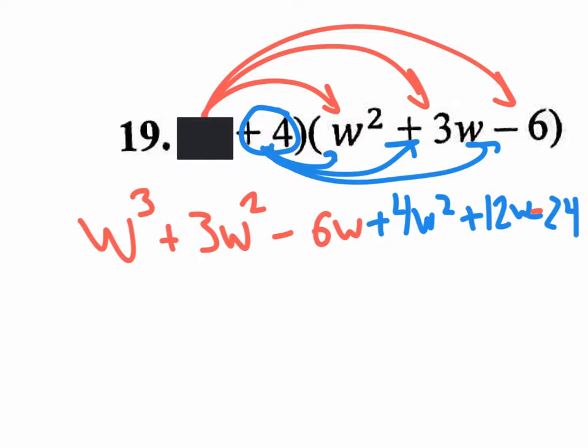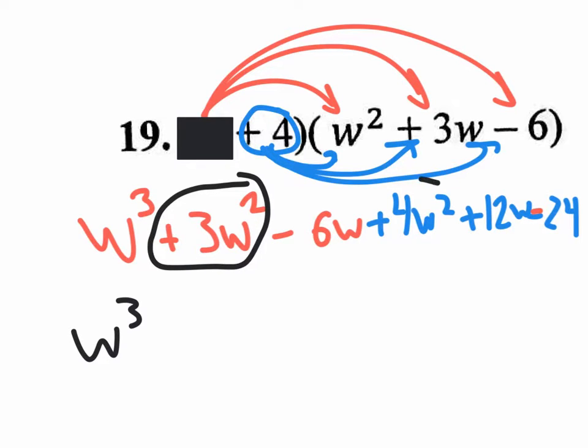So let's start by writing our answer in standard form. The highest exponent should go first. We're going to have a w to the third. And then we're going to go for the next highest exponent. So I want to combine this positive 3w squared with this positive 4w squared. 3 plus 4, they're both positive, will be 7w squared. You're not changing the exponents because you're not multiplying.